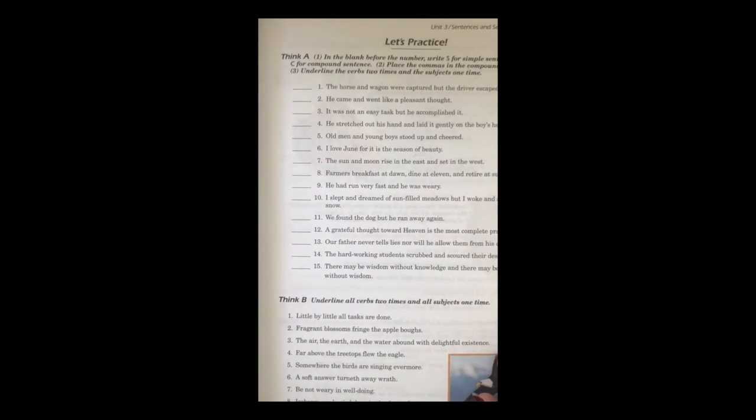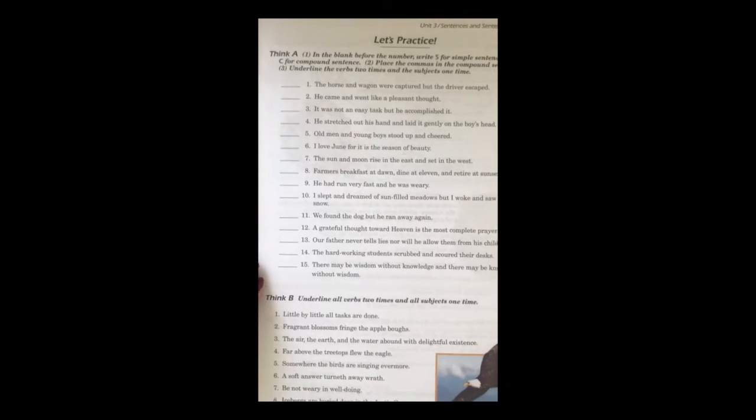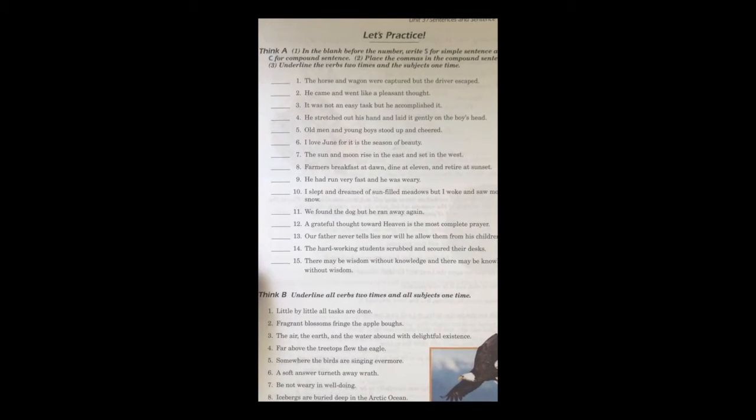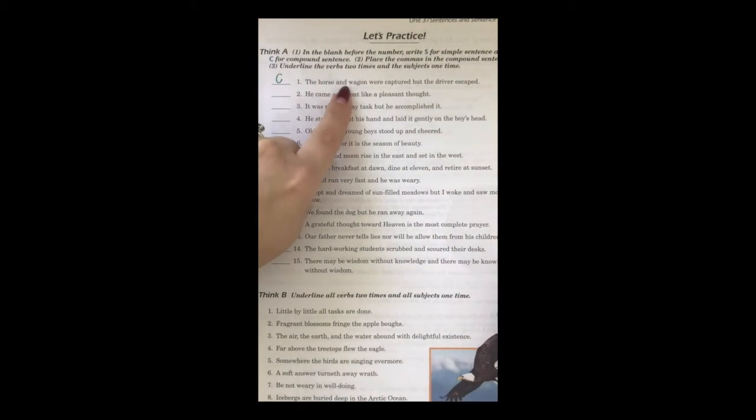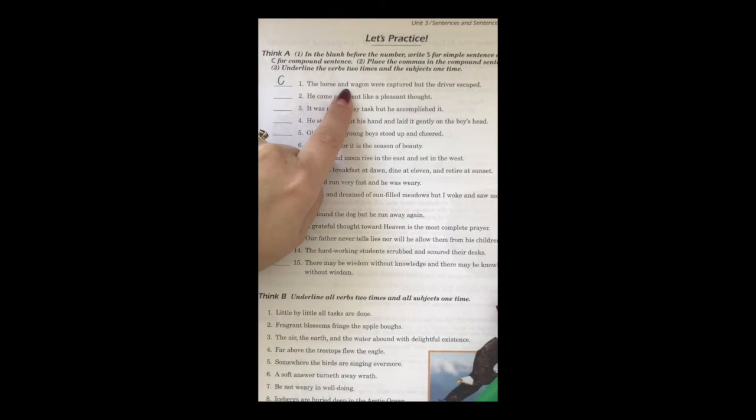So let's go back to our page 57. And let's try number 1. So it says, the horse and wagon were captured, but the driver escaped. So here we have a compound sentence, but I don't want you to get confused. This connecting word here at the beginning is only connecting 2 nouns, so that doesn't mean it's a compound sentence.